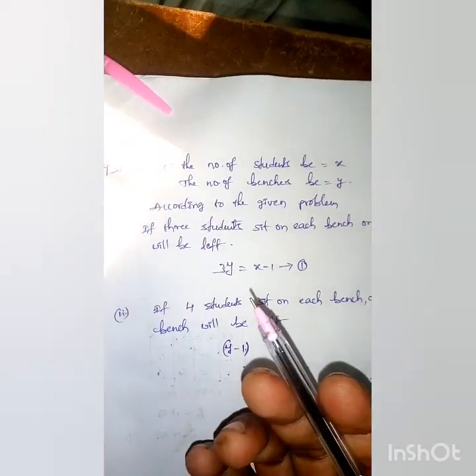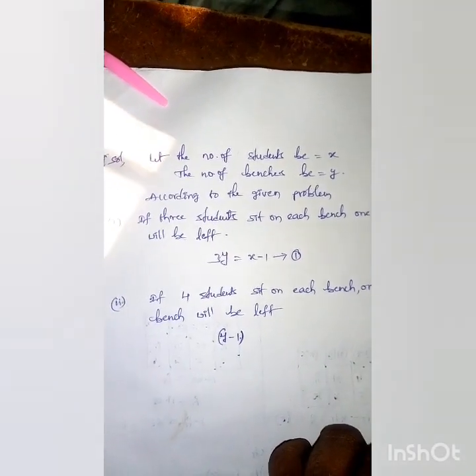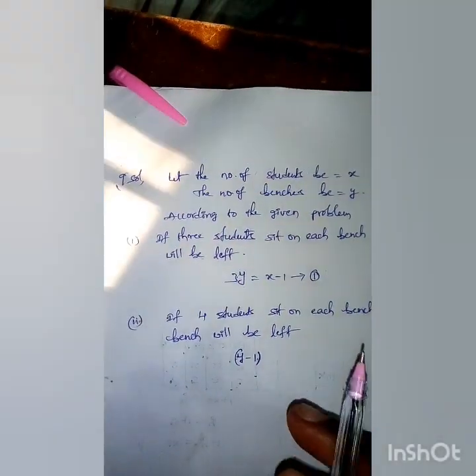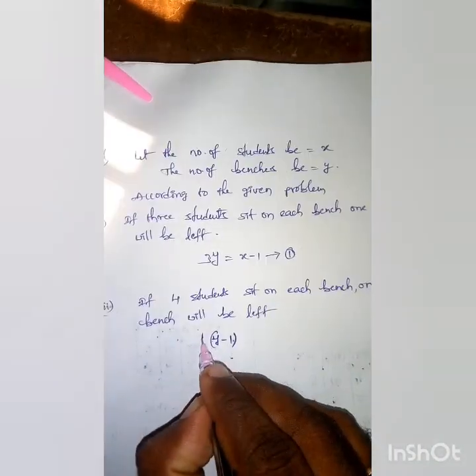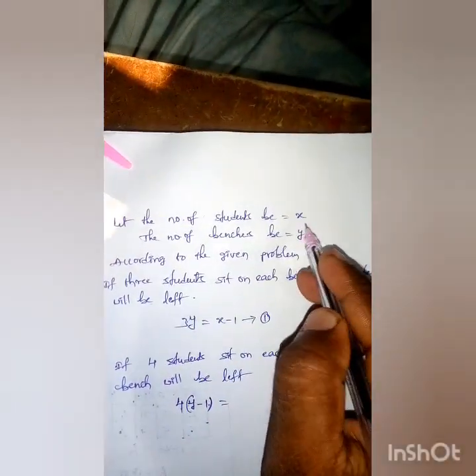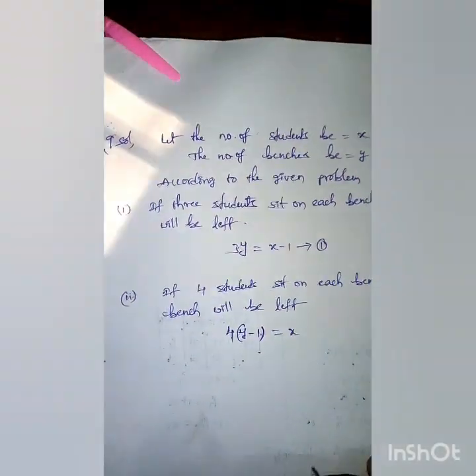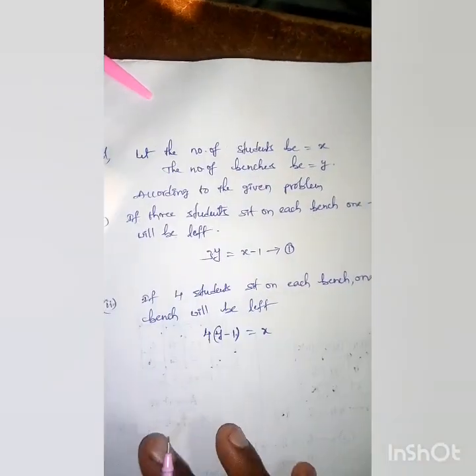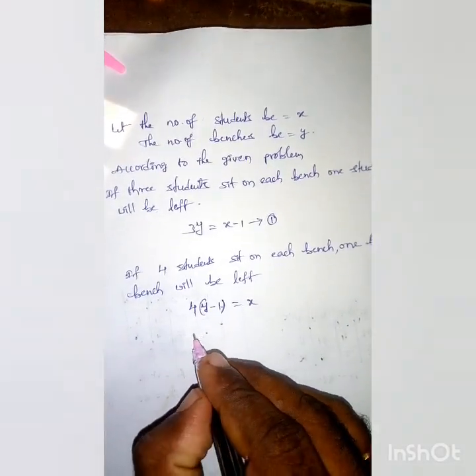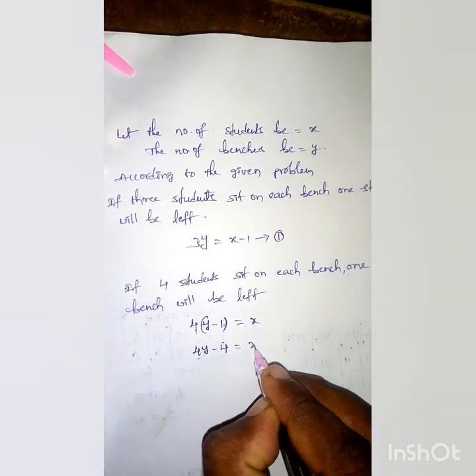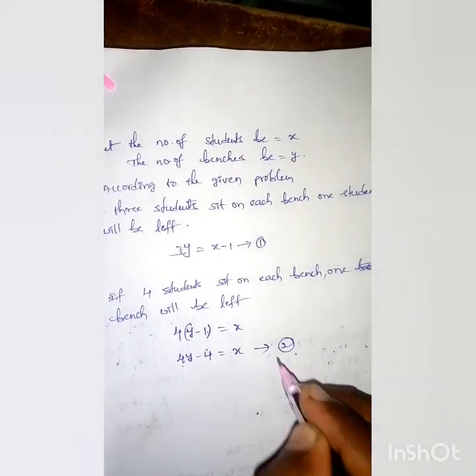And how many students sit on each bench? 4 students. And 4 students sit on one bench, and y minus 1 benches are there in that class. So total students sitting on y minus 1 benches are 4 into y minus 1. And these students are equal to the total students, because no students are left out. So now simplify this equation: 4 into y, 4y, 4 into minus 1, minus 4, equal to x. Name this equation as equation 2.